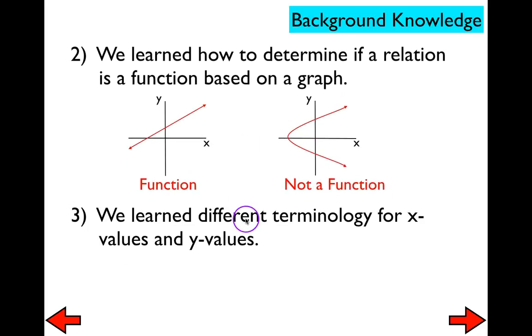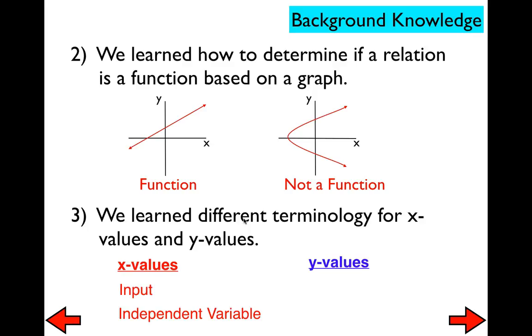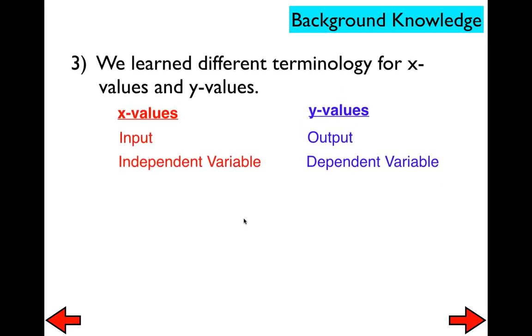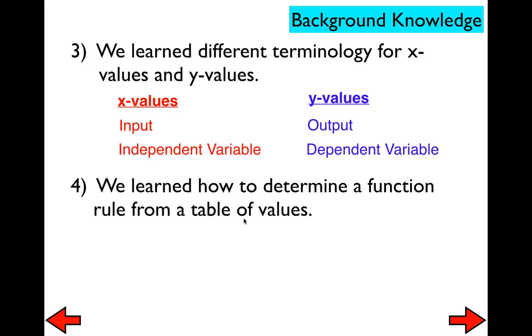So now, we've also discussed different terminology for x values and y values. For the x values, we call them input, which are also independent variables. And for the y values, we refer to them as outputs, and we know that those are dependent variables. Fourth thing we've talked about is how to determine a function rule from a table of values. We did work on that yesterday.